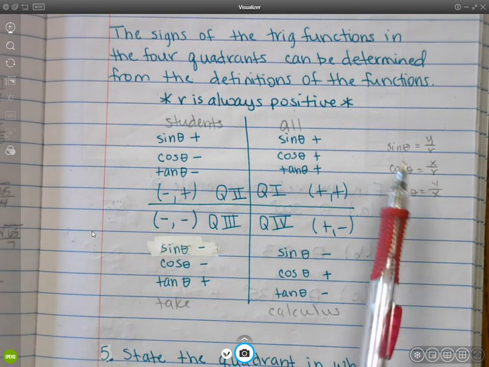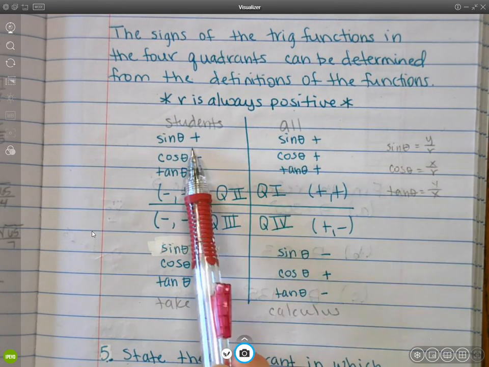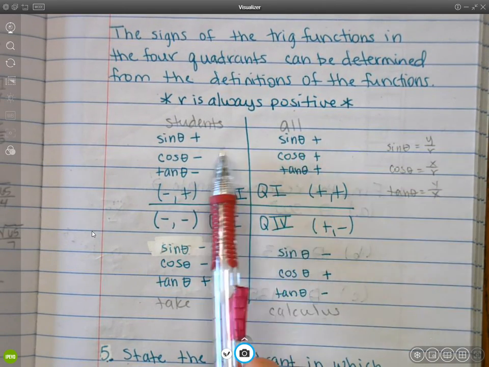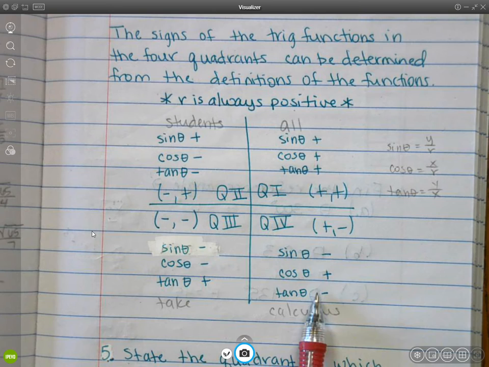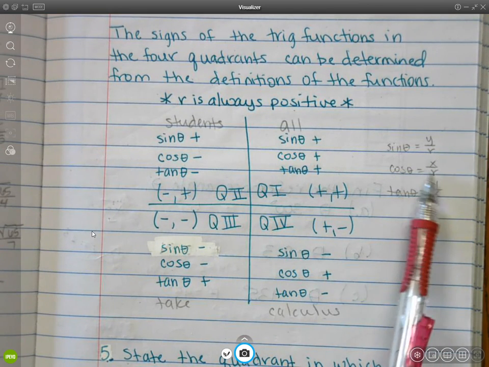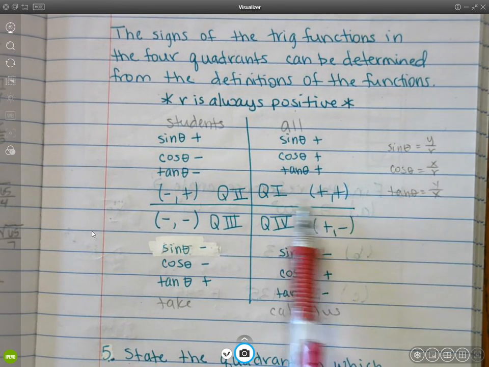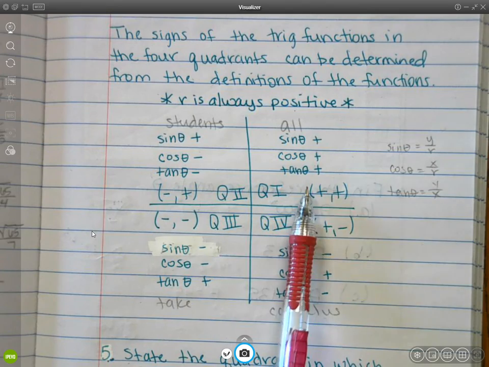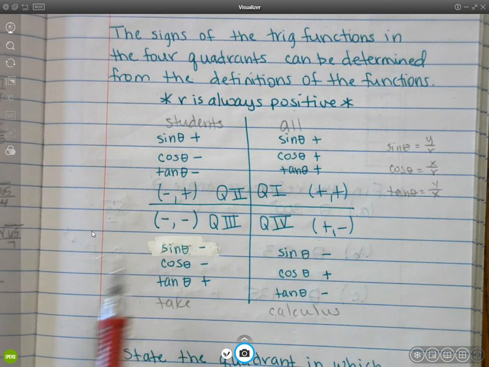All right, so sine is the y. So the y-coordinate of an ordered pair is going to be positive when you're above the x-axis. So sine is positive in quadrant 1 and quadrant 2, because those are the ones that are up from the x-axis. Sine is negative in quadrant 3 and quadrant 4, because you're going down from the x-axis. All right, so cosine is the x. If we are in the positive direction on the x-axis, so that would be quadrant 1 or quadrant 4, cosine is going to be positive. If we're in the negative direction on the x-axis, so quadrant 3 and quadrant 2, cosine will be negative.